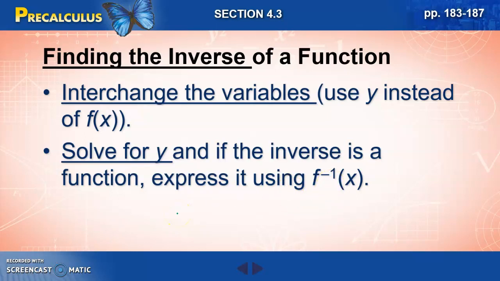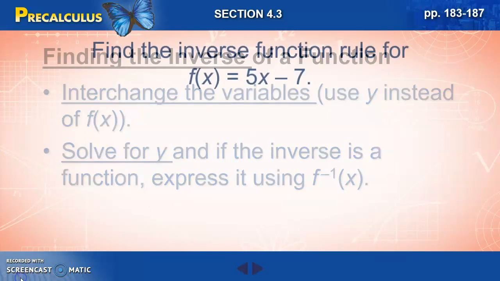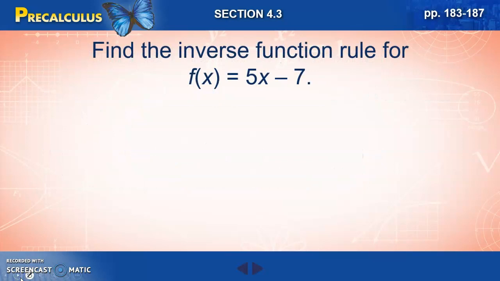And we'll know it's a function if our original function was indeed one-to-one. So let's try that. This is our original function. Our original function is f of x equals 5x minus 7. When we think back through the different types of functions, this is a linear function. Our x is being raised to the first power. A linear function is one-to-one, so therefore our inverse will also be a function.